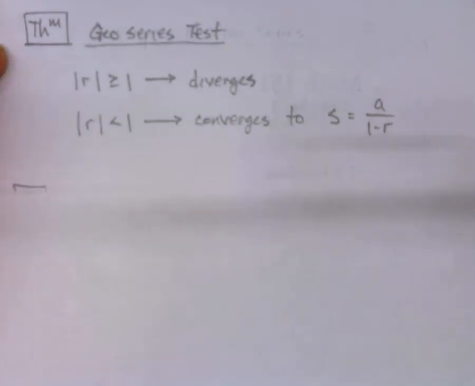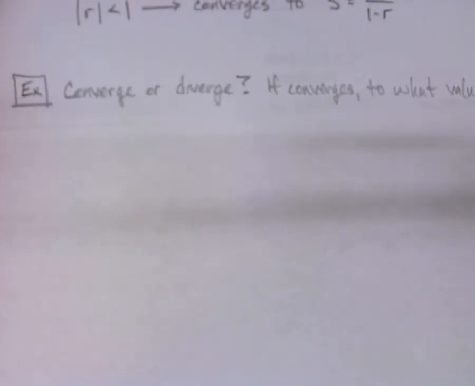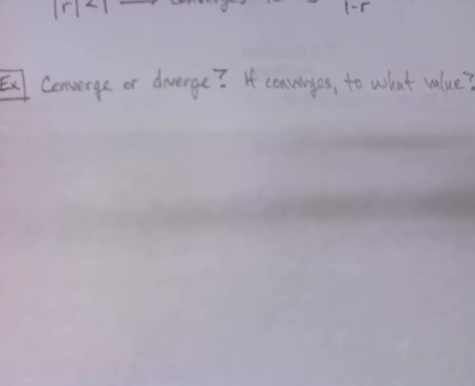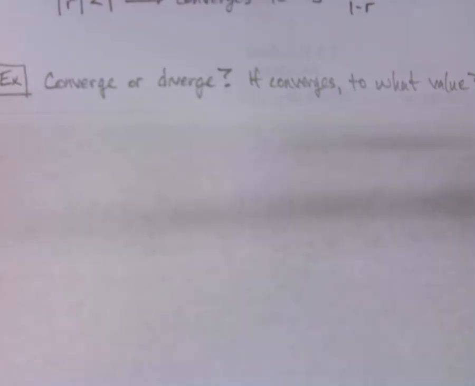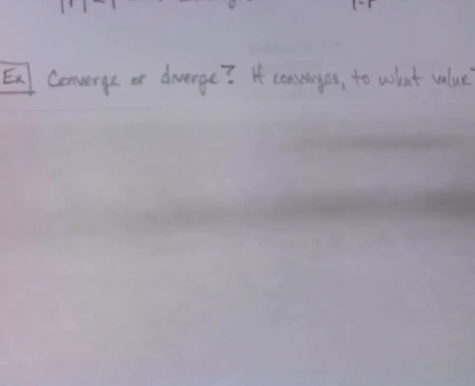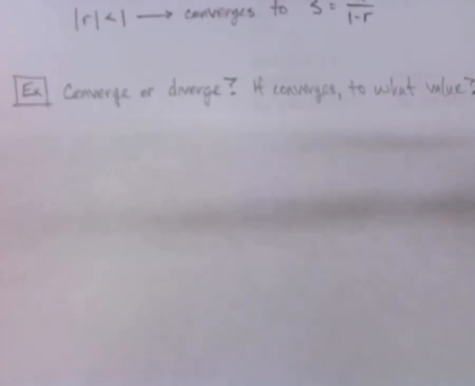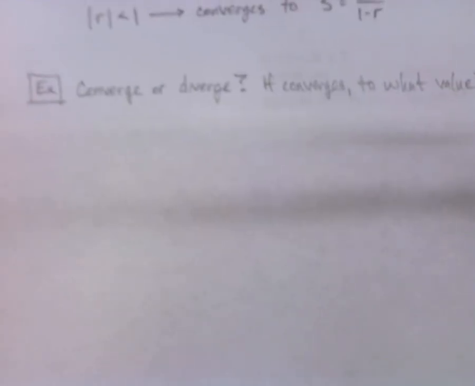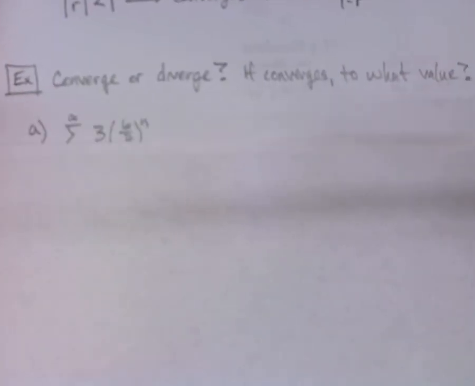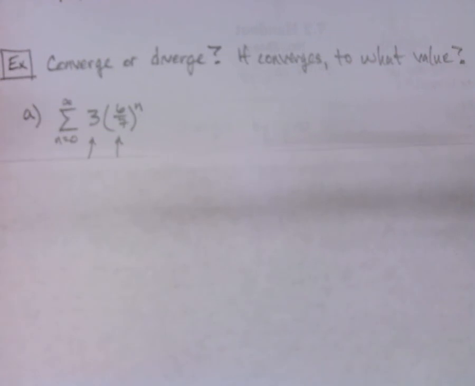Okay, so now let's get into it. The question is, does the series converge or diverge? And if it converges, to what? Okay, we can do that. Let's look at this. The sum from n equals 0 to infinity, 3 times 6 over 7 to the n. All right, well, I could probably say, try to figure this one out on your own in the next 60 seconds.